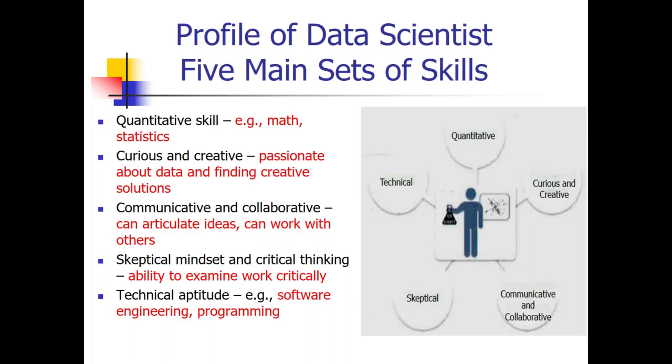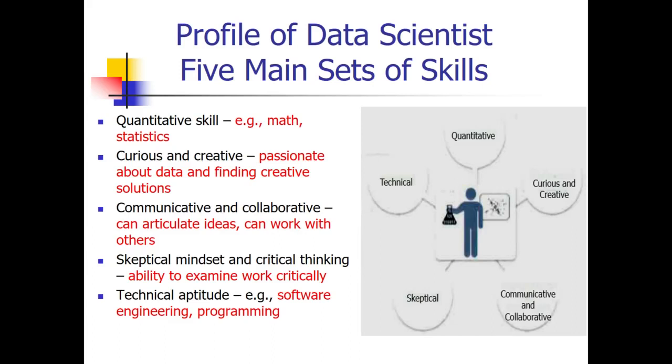One is quantitative skills. I already told you, mathematical basics such as minimum, mean, median, mode, standard deviation, all such fundamentals of statistics. That skill is required for quantitative skill. Next, curious and creative. They should be passionate about algorithm generation. Next, communicative and collaborative. Obviously, they should maintain communication with their colleagues, and collaborative learning is also needed. Collaborative learning means teamwork is also needed.